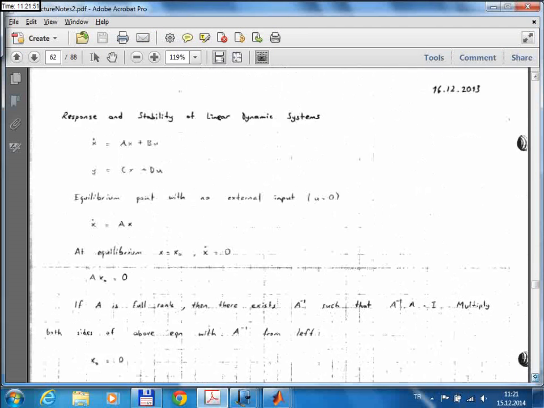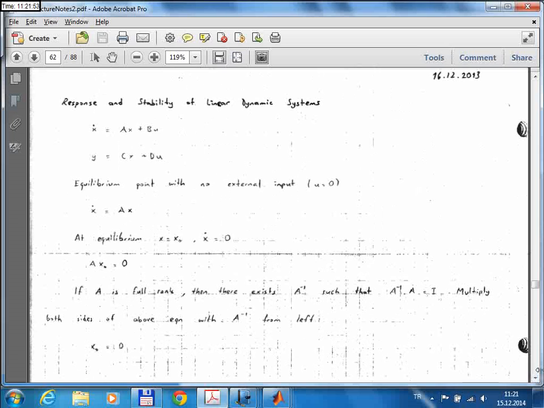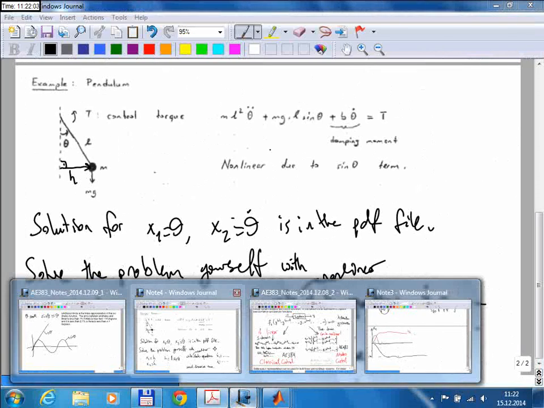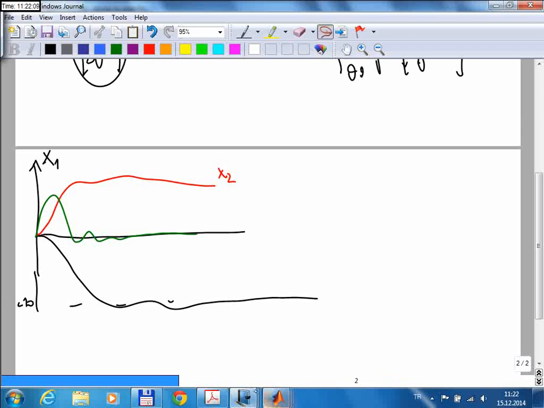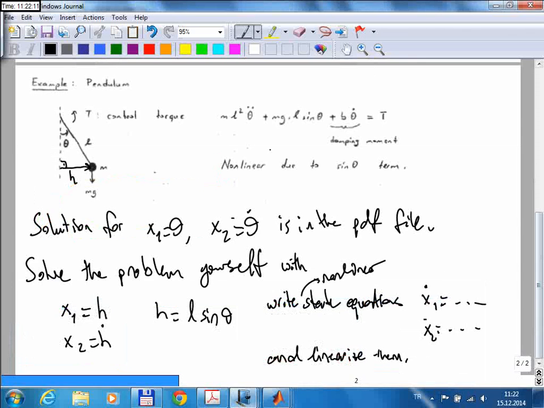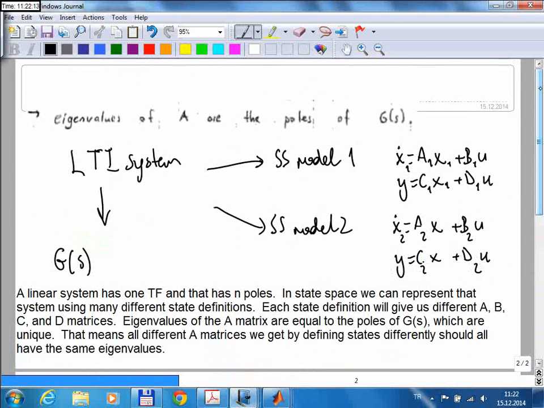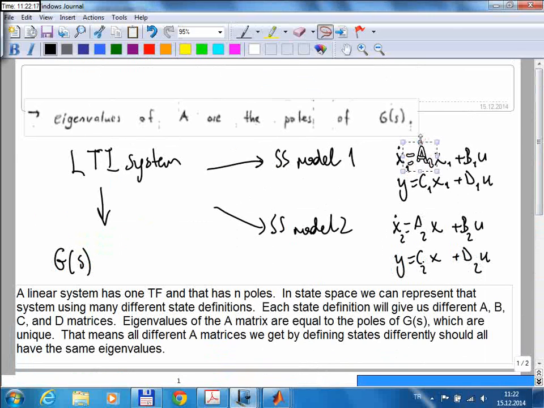Okay, now let's come to today's topic. Today I would like to show you the importance of these poles of the system. And we see these poles in the state space model as well, in the form of eigenvalues this time. But nevertheless, they are the same quantities.